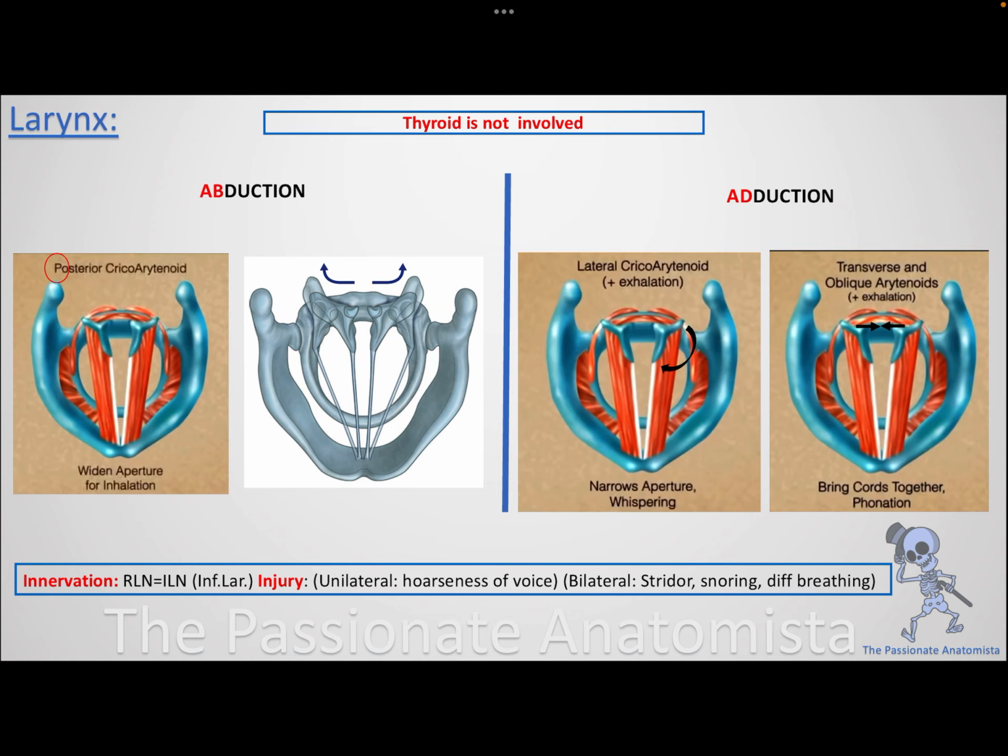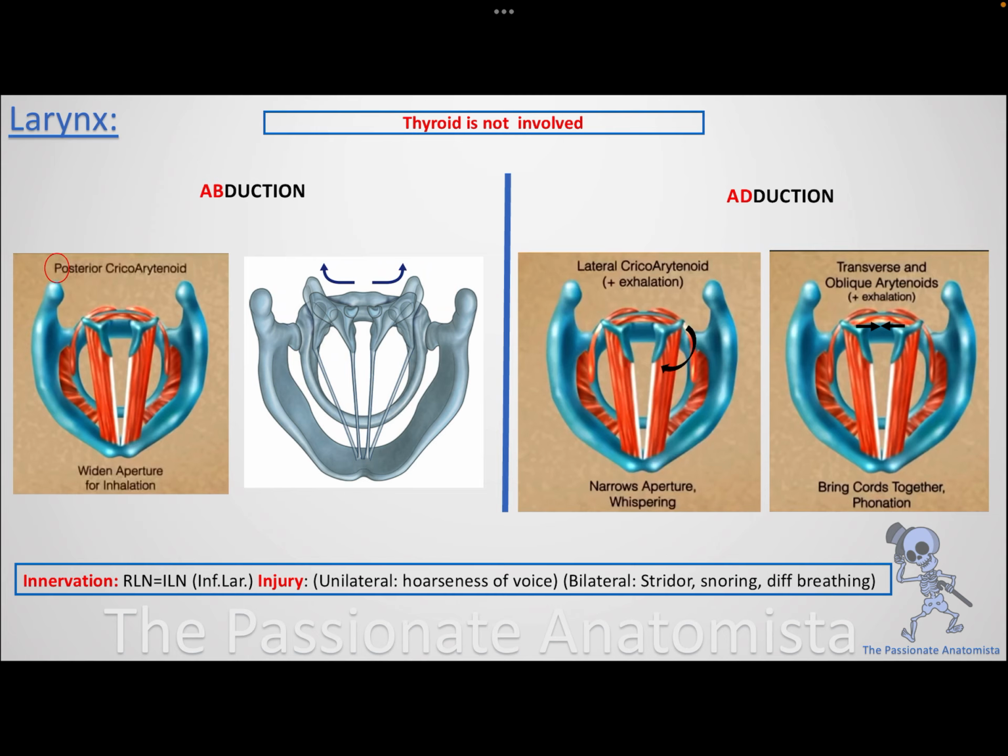Now, the other thing when we talk about the function of the intrinsic muscles of the larynx is abduction and adduction, and this is important for anything regarding breathing, whispering. We want to have more air getting in. We want to close off and prevent air from getting out. All right. So that will be abduction and adduction.